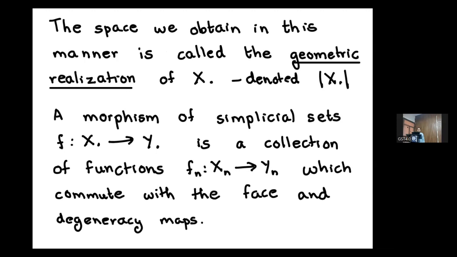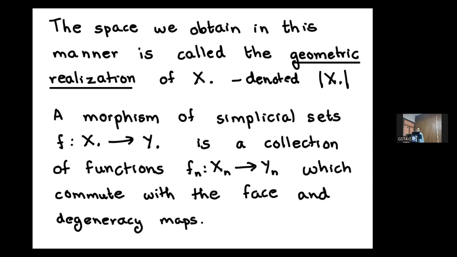Now, what is a morphism of simplicial sets? A morphism is a collection of functions. For every n, I have a function going from Xn to Yn, and these should be well behaved with respect to the face and degeneracy maps. If you look at the definition where you define simplicial sets as a functor, then these would be the natural transformations. But anyway, I will leave it to you to read up on that.